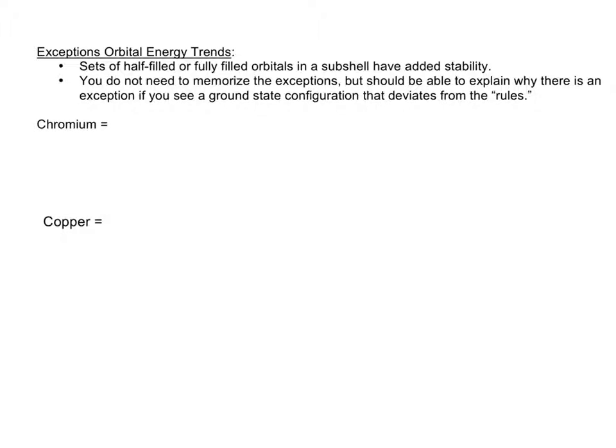So the first one we want to do here is chromium. And chromium is atomic number 24, all right? And if you would look at the periodic table, it is 4 spaces over in the 3d. So you would expect that its electron configuration would be 1s2, 2s2, 2p6, 3s2, 3p6, 4s2, and then 3d4. Okay, but it turns out that the electron configuration for this one actually ends with 4s1 and 3d5.